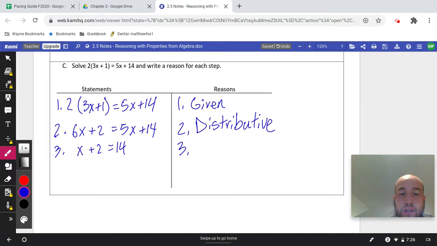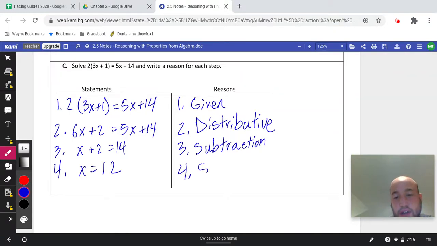And our reason is because we subtracted that, so subtraction. And now step 4, we subtract the 2 and we get x equals 12. And here once again we'll have subtraction again. We did it 2 steps in a row.